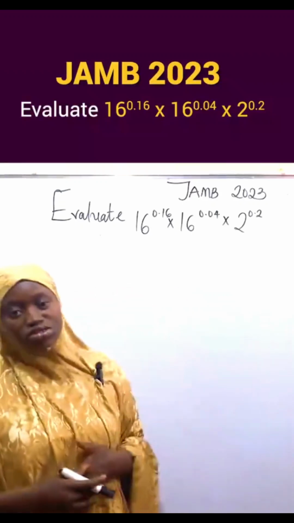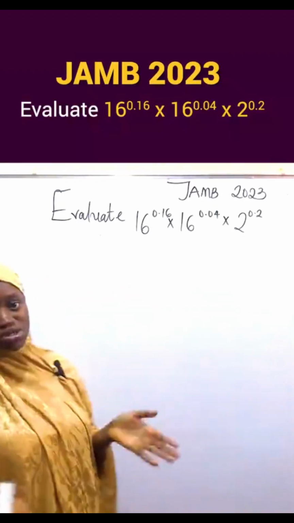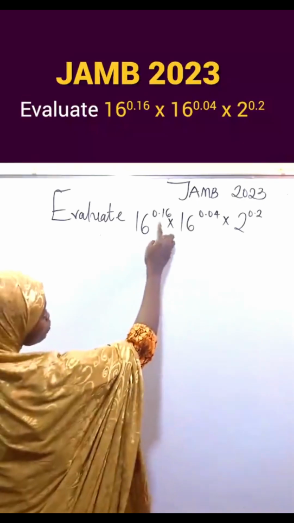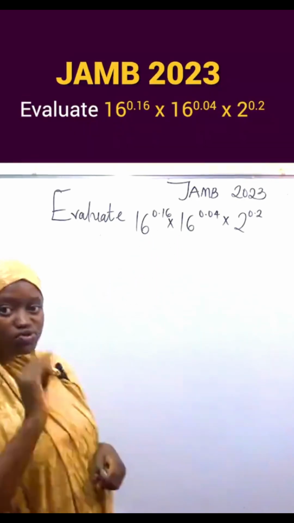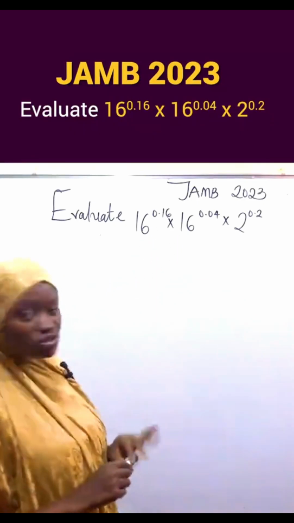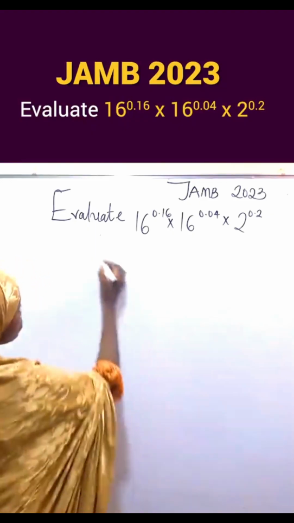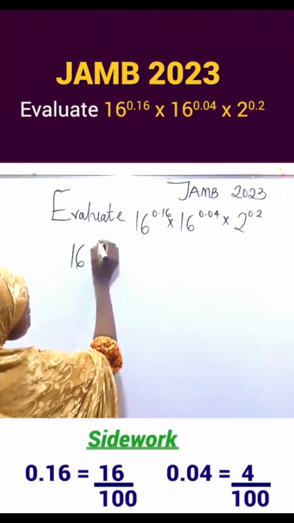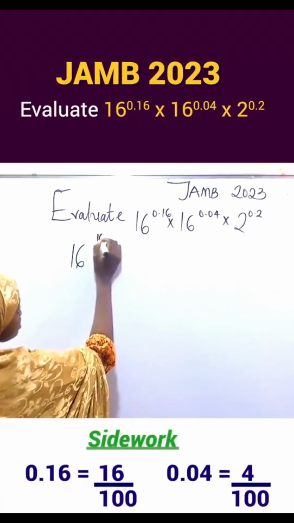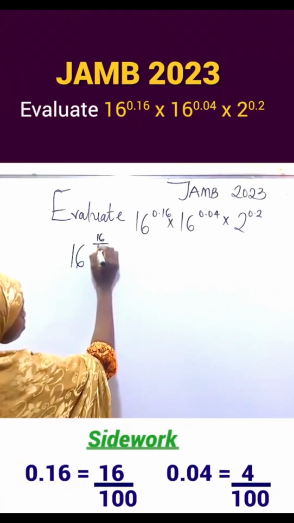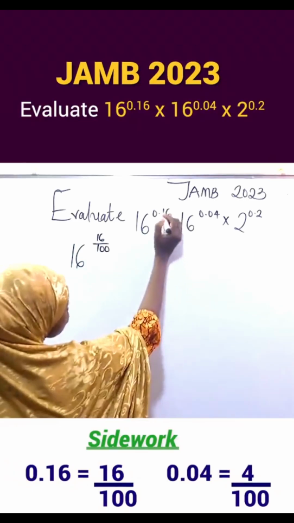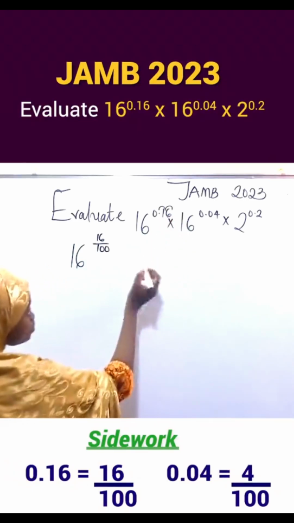So let's solve this JAMB 2023 question without the use of a calculator. It says evaluate 16 to the power of 0.16 times 16 to the power of 0.04 times 2 to the power of 0.2. So this is 16 to the power of 0.16, the same thing as saying 16 over 100, because we are moving two places, so this is over 100.